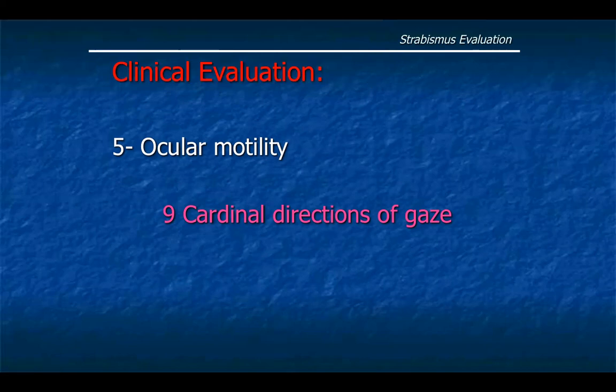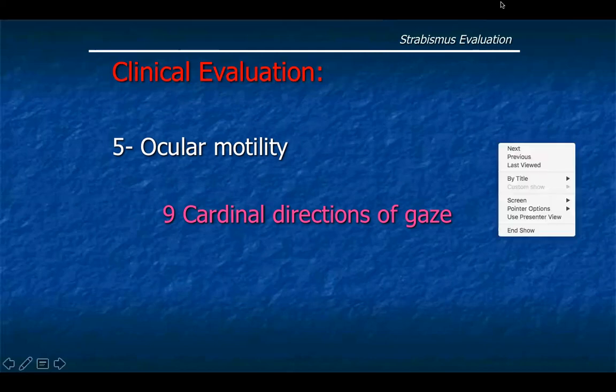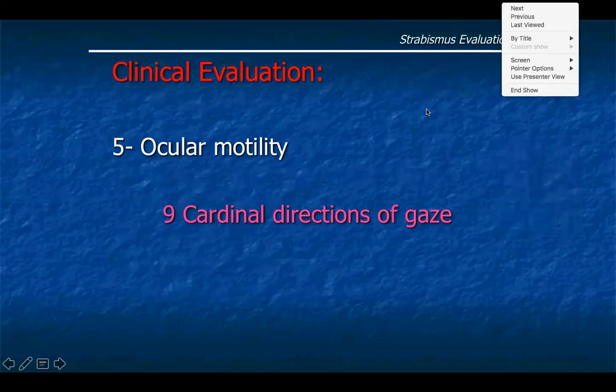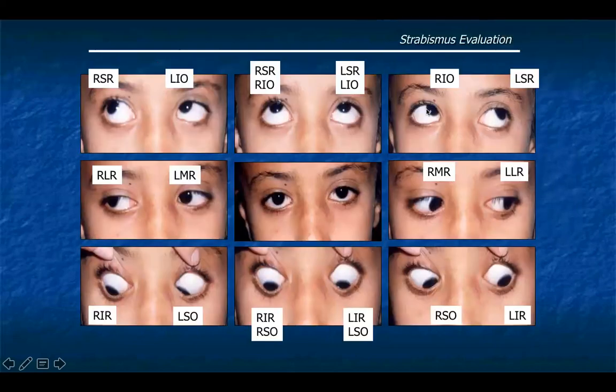We test for ocular motility in the 9 cardinal directions of gaze as mentioned earlier. As seen in this picture, we test for motility in the primary position, right, left, up and to the right, down and to the right, up and to the left, down and to the left, to test for limitation or overaction of any extraocular muscle. And as I mentioned before, we test for direct up and direct down gaze to test for pattern.